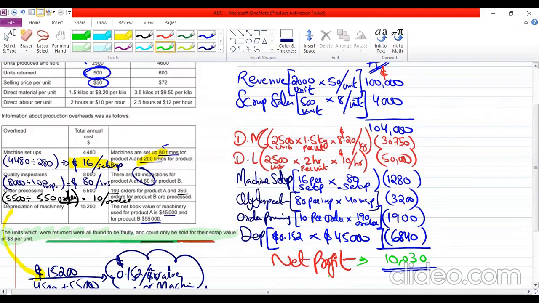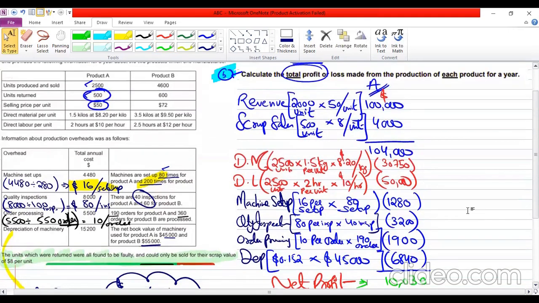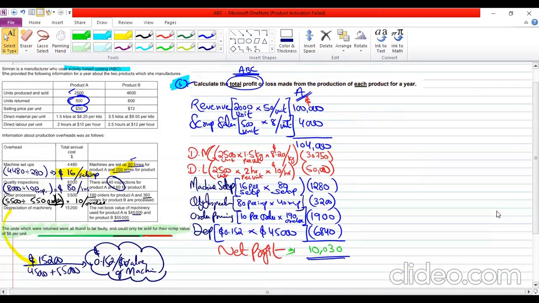Does it make sense? This is the profit statement for ABC, and this is one of the recent papers. Which paper is that? February March 2023, paper code 42. This is for product A we did together. Any questions? No, sir, no questions. I'm really interested to get the answer for product B, please. Tell me what is the net profit for product B.